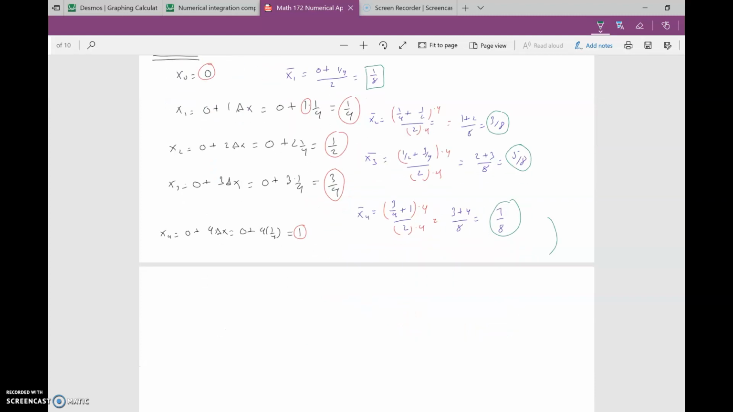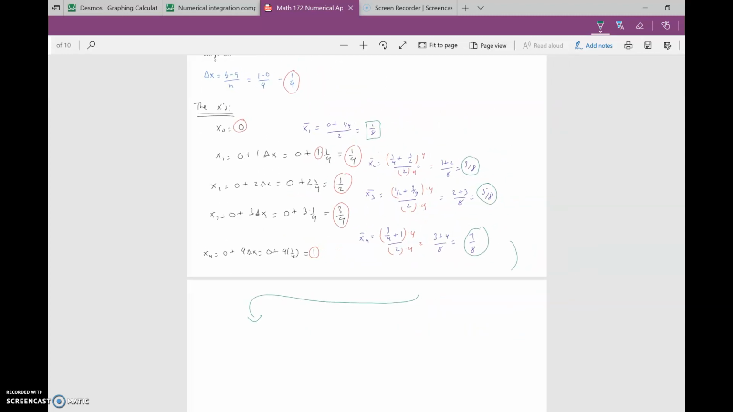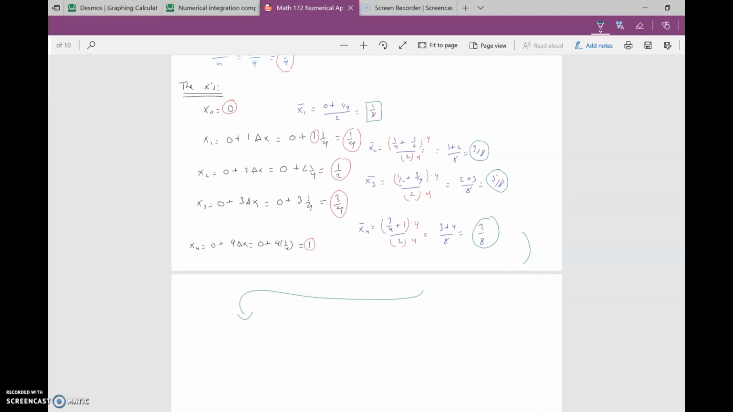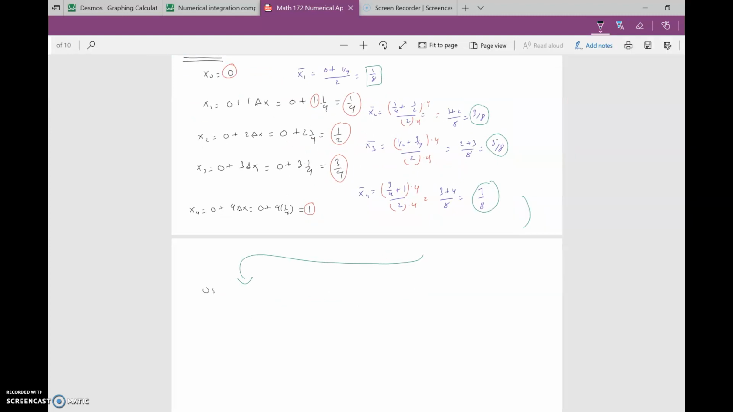Okay, let me rewrite all of these because we just technically made a mess. And keep in mind that for the midpoint rule, you're not using the x's, you're using the x bars. So just to summarize them, we're going to use x1 bar, which happened to end up being 1/8. Then x2 bar, this one ended up being 3/8. x3 bar, this is 5/8, and x4 bar is equal to 7/8.